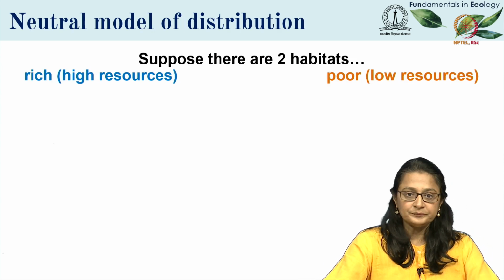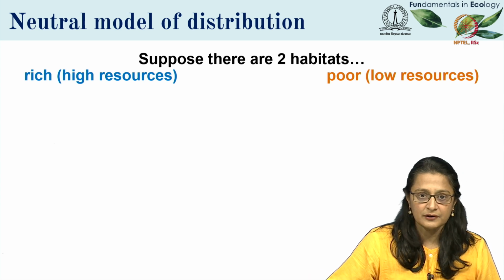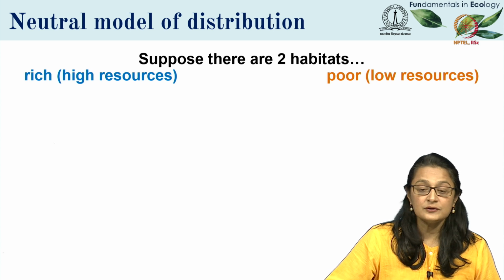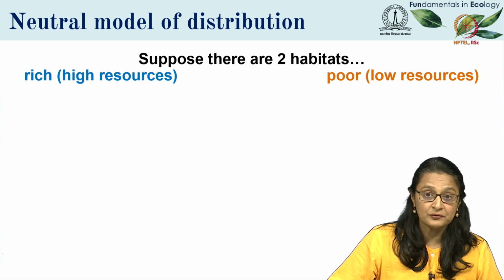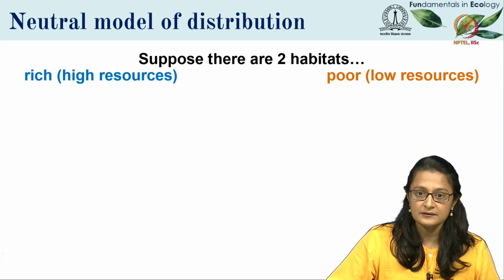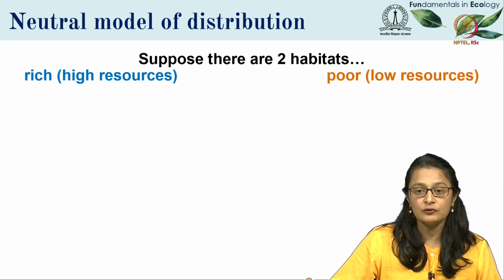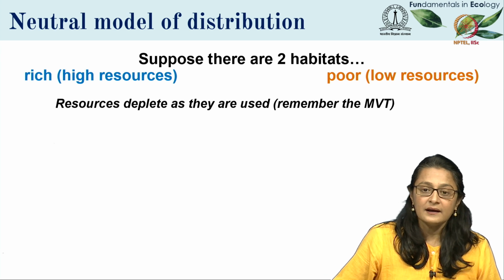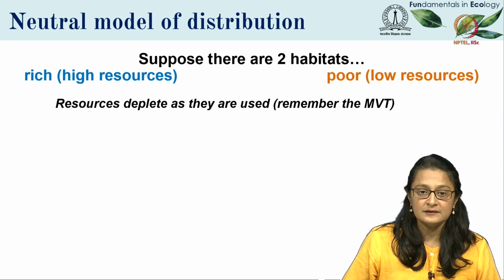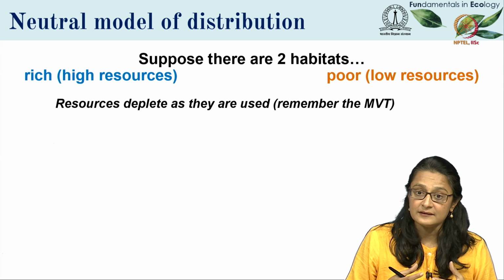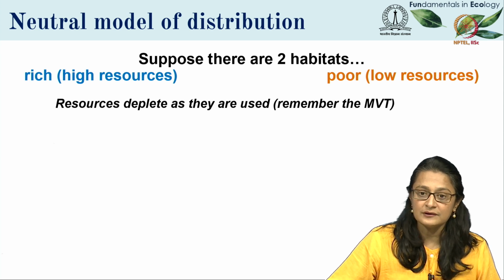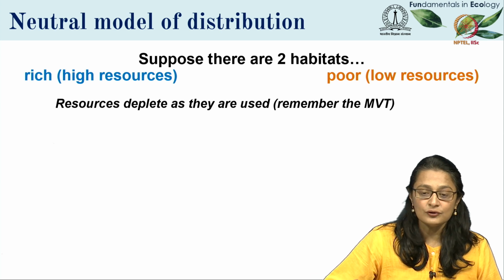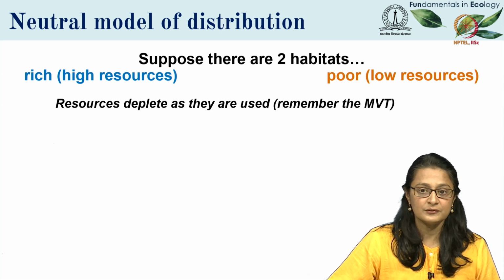So let's begin first with a hypothetical scenario to predict the neutral model of distribution. Suppose there are two habitats. One is rich, which means it has high resources, and another is poor. It has low resources. And as the forager forages in these environments, the resources deplete as they're used. Now this should sound familiar, like the marginal value theorem, where the gain curve would slow down the longer a forager spends in the environment.